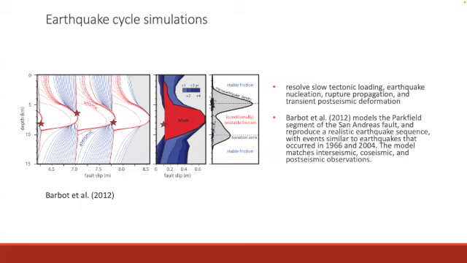This figure is from Barbeau et al.'s 2012 paper, Under the Hood of the Earthquake Machine: Toward Predictive Modeling of the Seismic Cycle. Here they model the Parkfield segment of the San Andreas Fault and reproduce a realistic earthquake sequence that includes events similar to those that occurred in 1966 and 2004. They are also able to match interseismic, coseismic, and post-seismic observations.